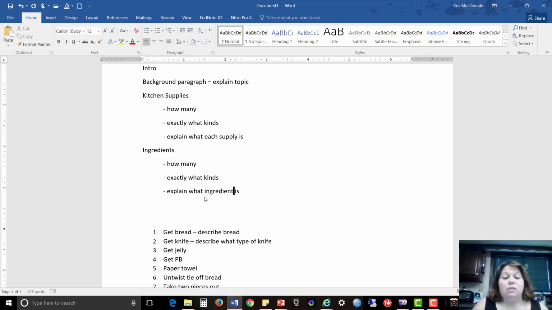Then in her ingredients section, she did an awesome job explaining what the spice was, where I could find it in the grocery store, what color it was, and what color the packaging was. So sometimes you need to do that with food stuff.